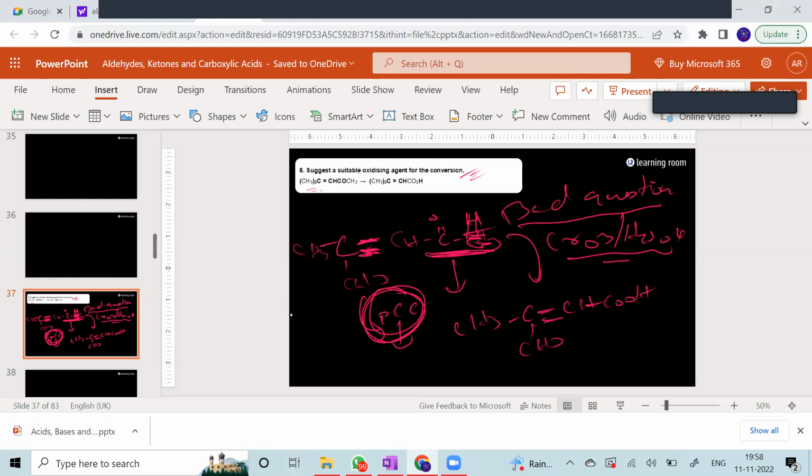Okay. Sir, PCC converts primary alcohol to aldehyde. No, PCC converts your aldehyde only to acid only. And what I'm saying is correct only. Okay. Sir, PCC. Can I check? Yeah, sure.